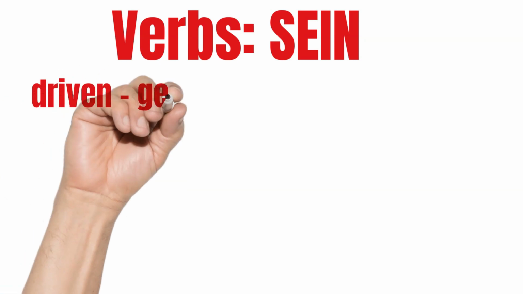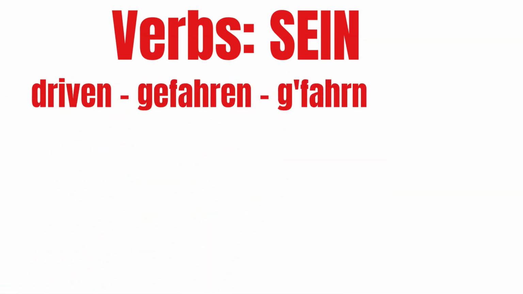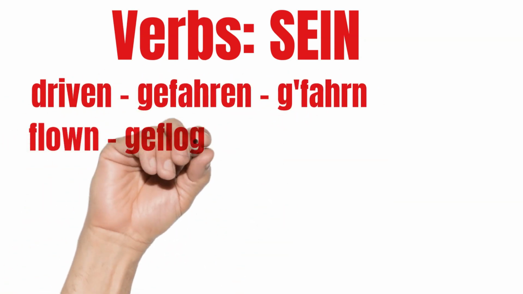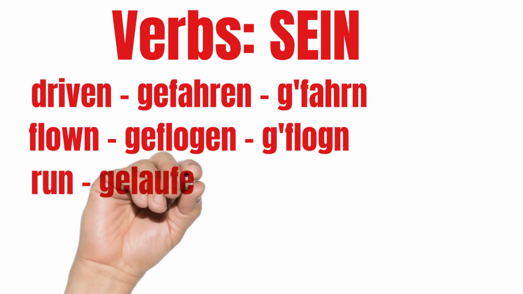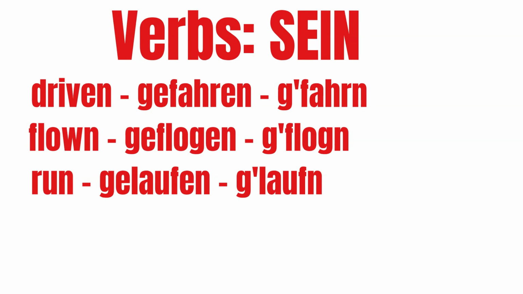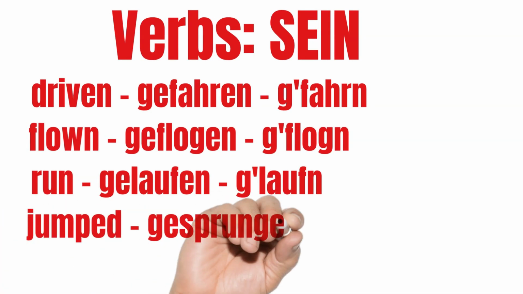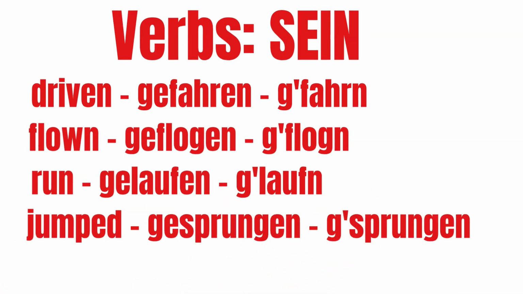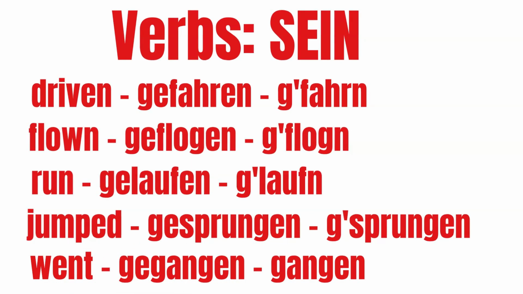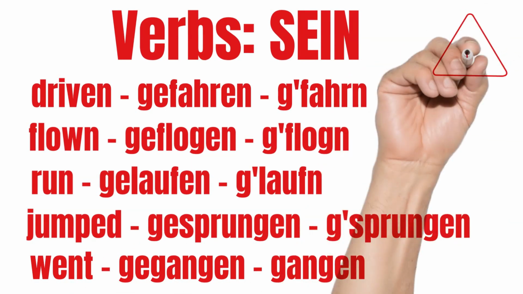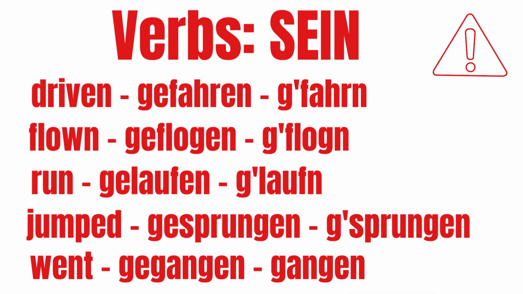Additionally, let's take a look at some verbs that are combined with the auxiliary verb sein. Driven, gefahren, gfahren. Flown, geflogen, gflogen. Run, gelaufen, glaufen. Jumped, gesprungen, gsprungen. Went, gegangen, gangen. If the verb starts with G, then the G is left out.